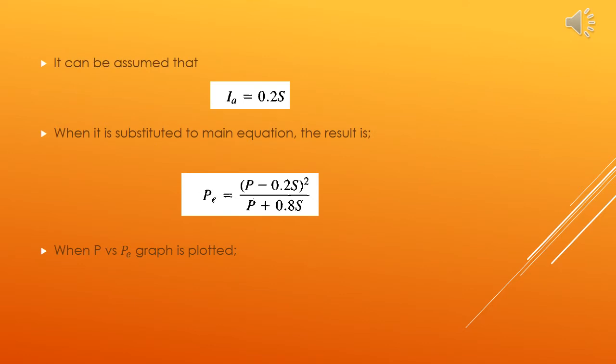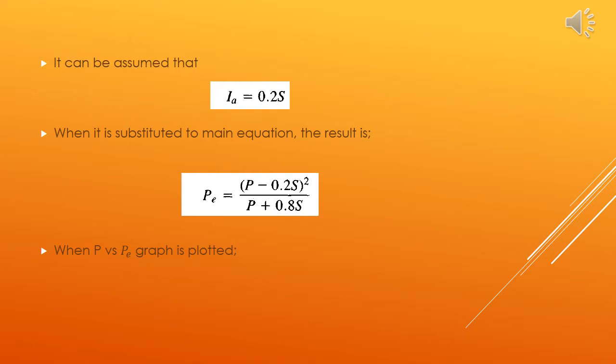From many experiments, the researchers assumed one empirical equation, which is that the initial abstraction Ia is equal to 0.2 times the maximum retention S. So Ia is equal to 0.2 S. When we substitute this equation into the previous equation, we calculate the direct runoff as Pe is equal to (P minus 0.2 S) squared over (P plus 0.8 S), where S is the potential maximum retention.